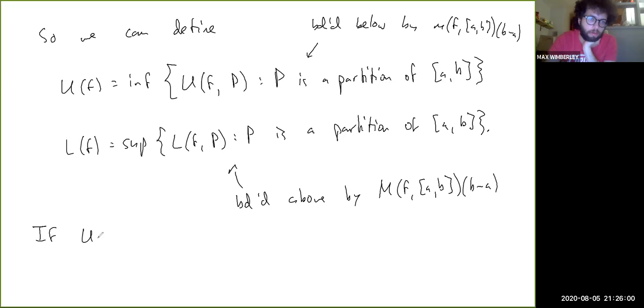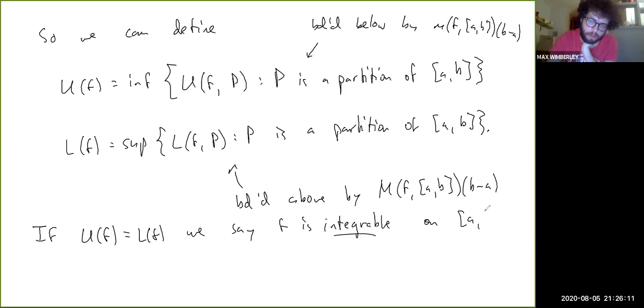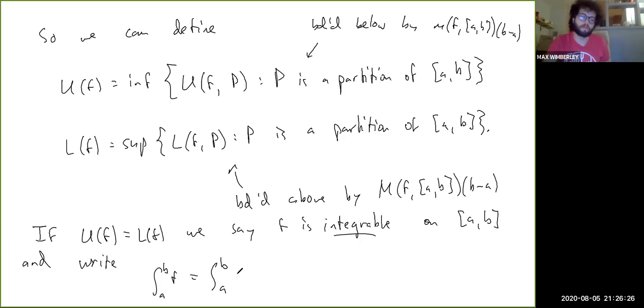If U of f equals L of f, we say f is integrable on A, B, and write the integral from A to B of f, which sometimes we also write as the integral from A to B of f of x dx. I have some feelings about this, but we use this symbol to represent the common value of L of f and U of f.